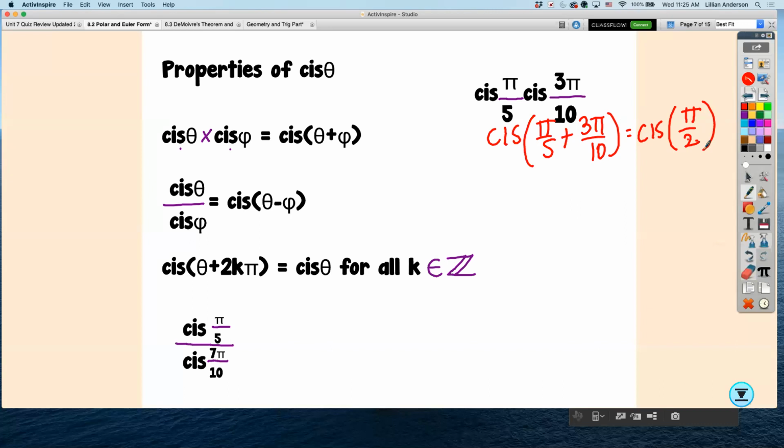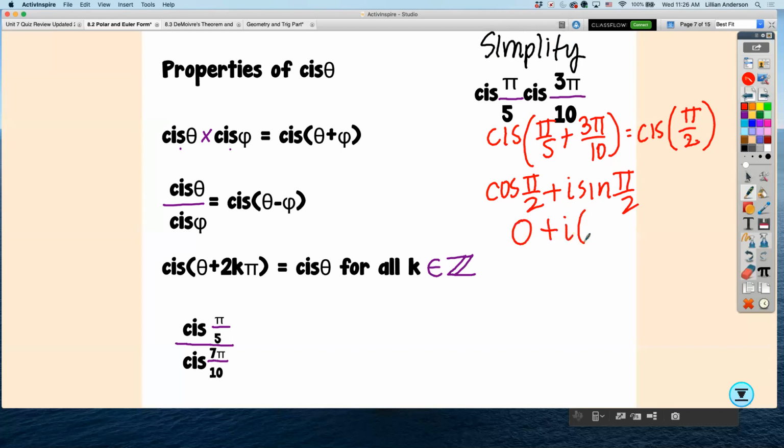Because remember, cis stands for cosine theta plus i sine theta. Well, theta is what in this case? Pi over 2, especially after we simplified it. So this can be written as cosine of pi over 2 plus i sine pi over 2. What's the cosine of pi over 2? 0. And then what's the sine of pi over 2? So then this entire expression simplifies down to just be i.